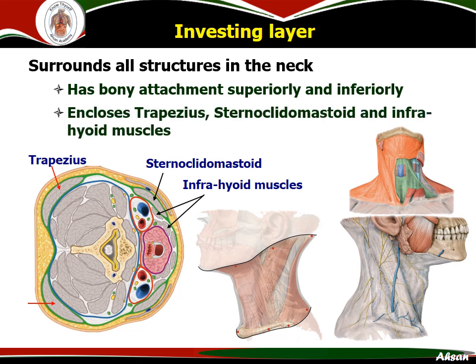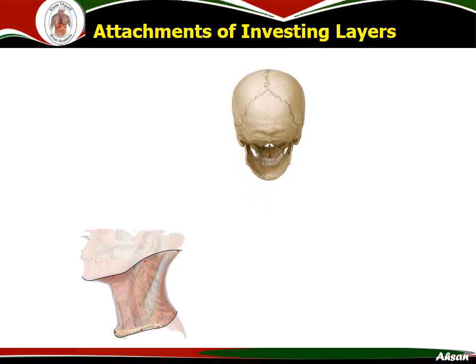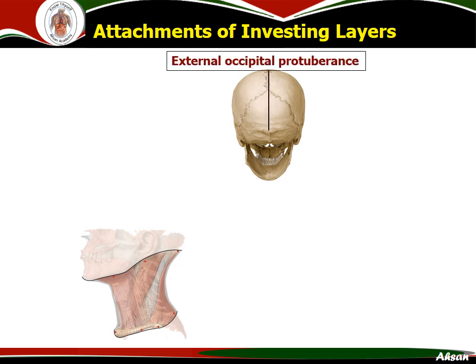It is enclosing the trapezius muscle, sternocleidomastoid muscle, and infrahyoid muscles, as indicated in the figure, the cross section of the neck. Superiorly, we have discussed the limit of the neck above is the place of attachment of the investing layer of the deep fascia superiorly.